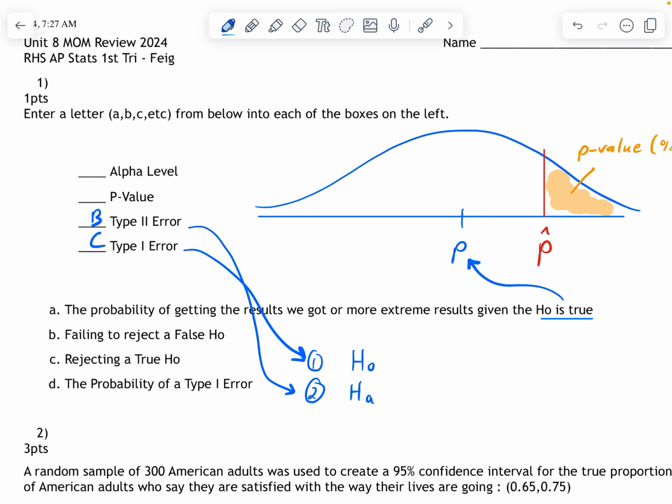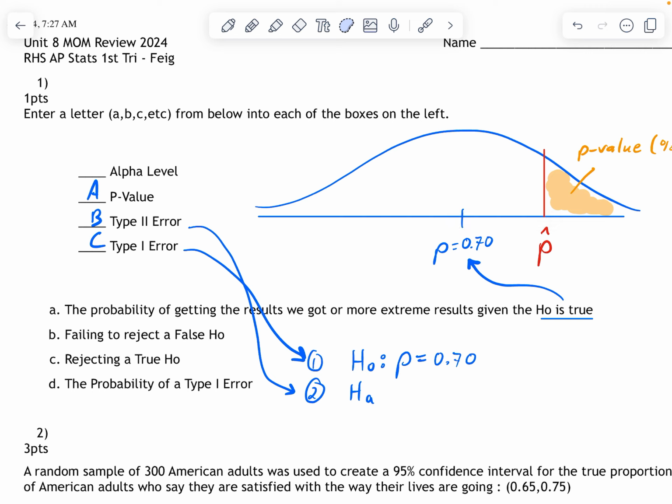Part letter A is the p-value, and I drew this picture to try to help you with it. It's the probability. Every time we do a test, we get a p-value. And what is that? We place the null in the middle of the curve because the curve is operating under the assumption that p equals whatever value it is. We'll just make up like 0.70. So this would be 0.70 in the middle of the curve, right?